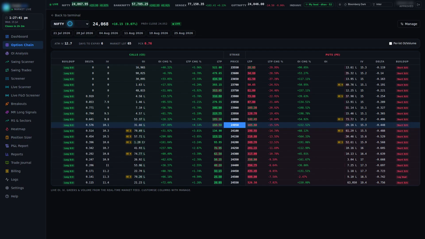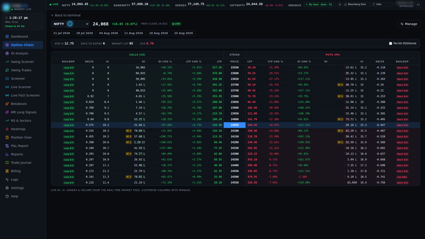Now, let's start at the very top left with this dropdown. This is where you choose what to analyze. Inside it you will find two groups. First, the indices: Nifty, Bank Nifty, SENSEX and FIN Nifty. And below them, every futures and options stock the exchange lists, Reliance, TCS, and hundreds more. Whatever you pick here drives the entire screen underneath it, the expiries, the strikes, the Greeks, the open interest, all of it. So this one drop-down is where every option analysis begins.